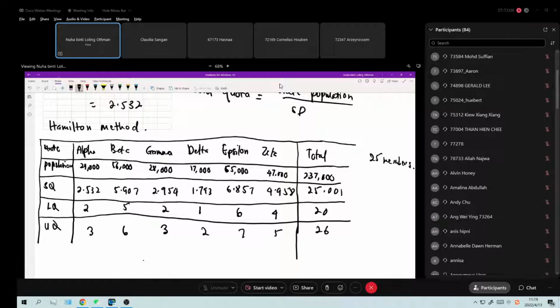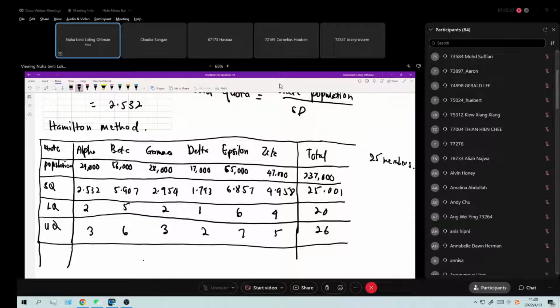As you know, the seats for this country are 25. So when you use the lower quota, you have 20. When you use the upper quota, you have 26. So in the Hamilton method, because they want to know the representative for each of the states, we first use the standard divisor to find the standard quota.